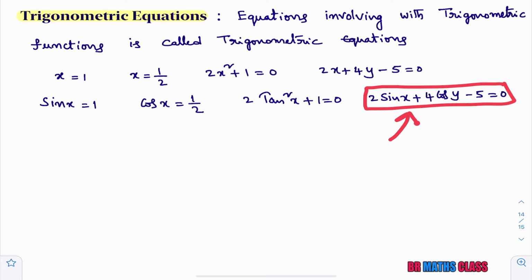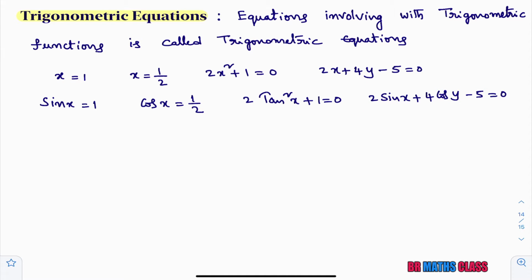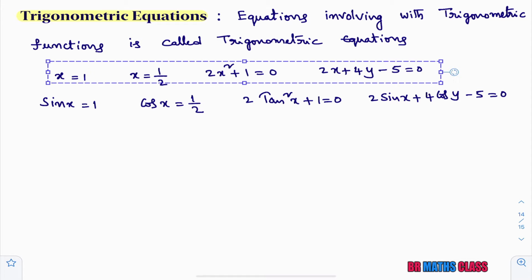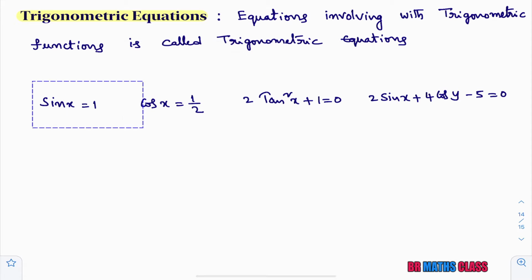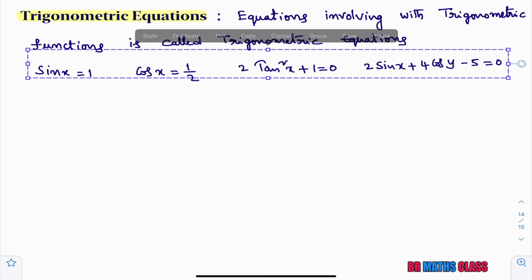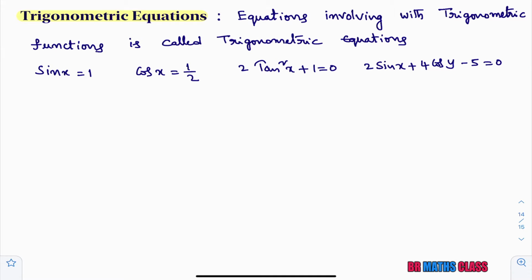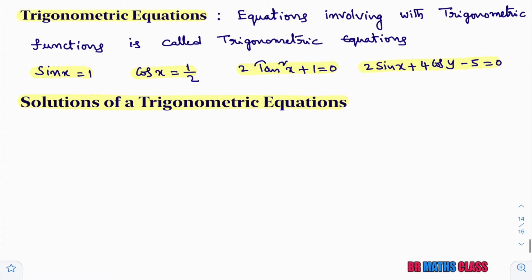I hope you understand what is meant by a trigonometric equation. An equation involving trigonometric functions is called a trigonometric equation. So these are the examples for trigonometric equations. Now we will learn what is the solution of a trigonometric equation. What is meant by the solution of a trigonometric equation?